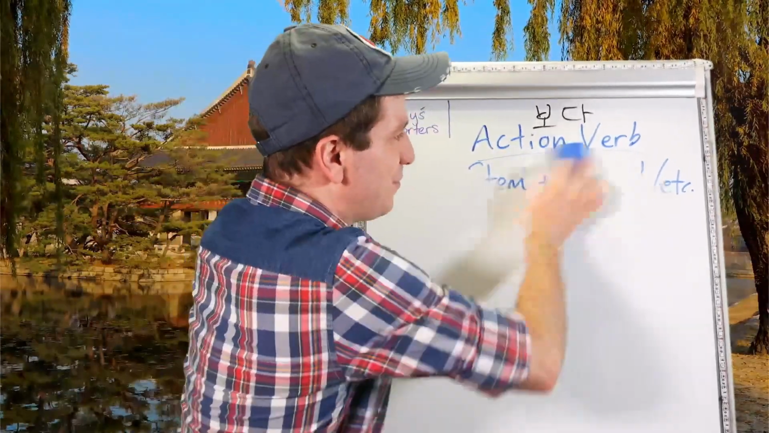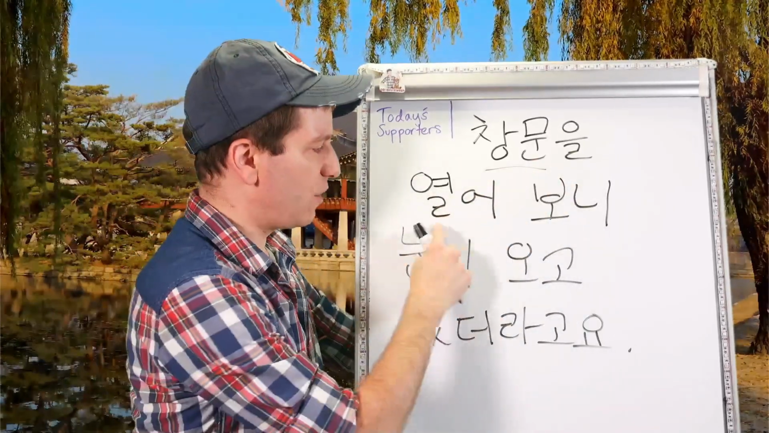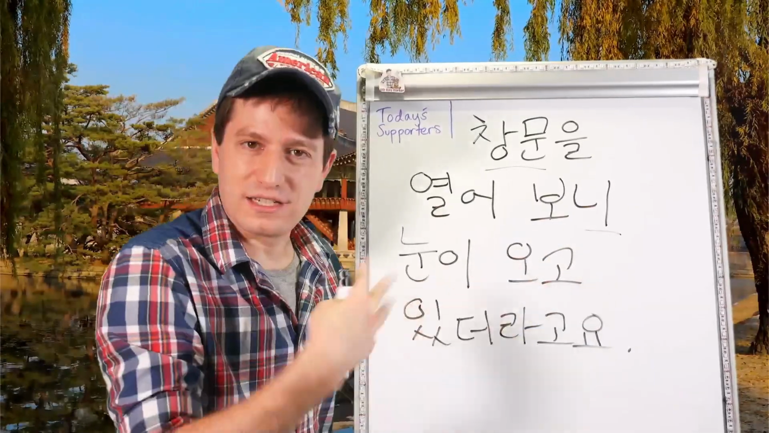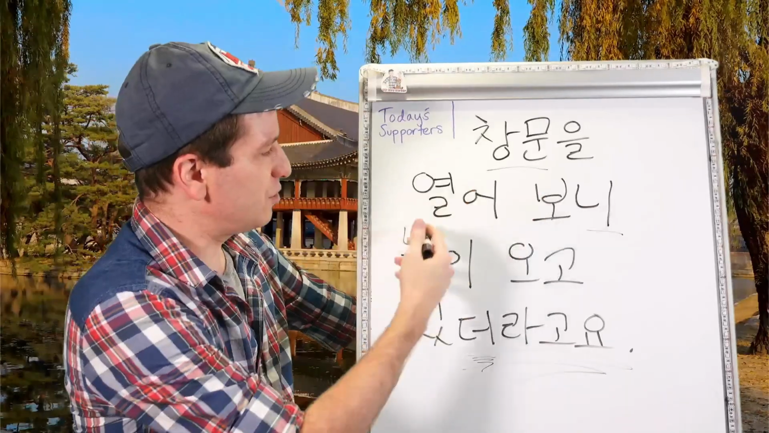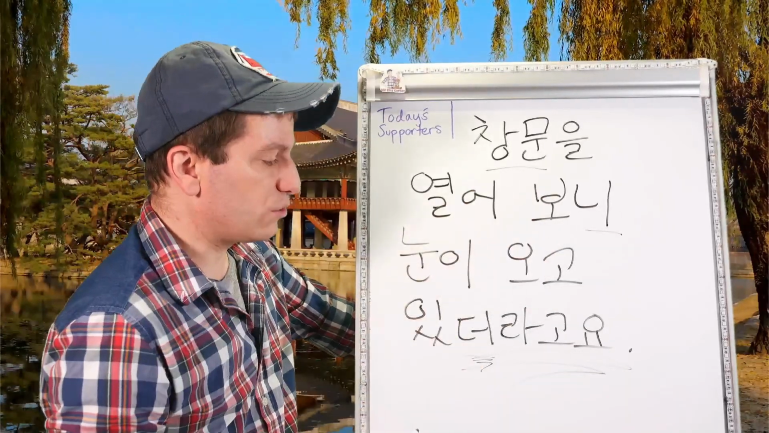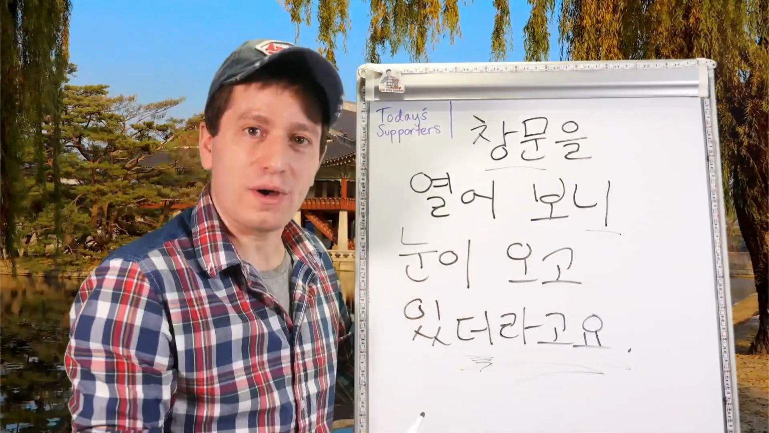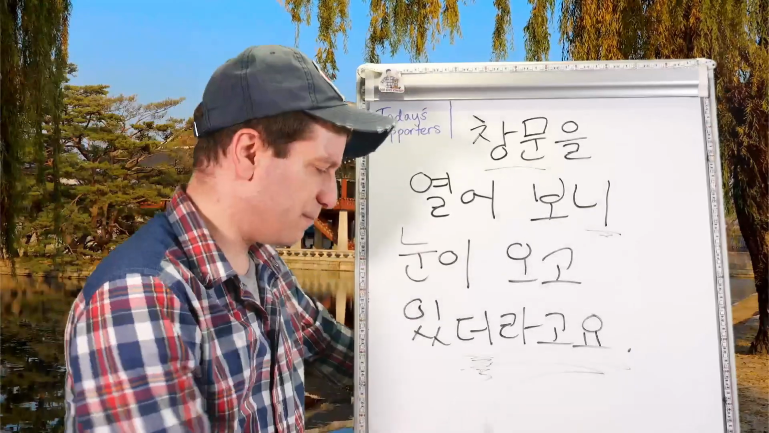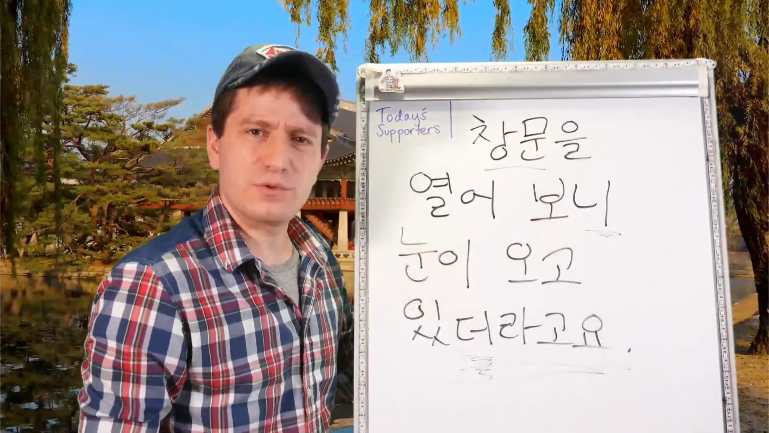Let's do our first example sentence. 창문을 열어보니, 창문, window. So I opened the window and I realized 보니 눈이 오다, to snow. 눈이 오고 있더라고요. So I recall 창문을 열어보니 눈이 오고 있더라고요. So I opened the window and I realized, hey, it was snowing. As in, I realized, past tense though. This is a recollection, a memory. Like I remember, hey, when I opened the window, I realized it was snowing.